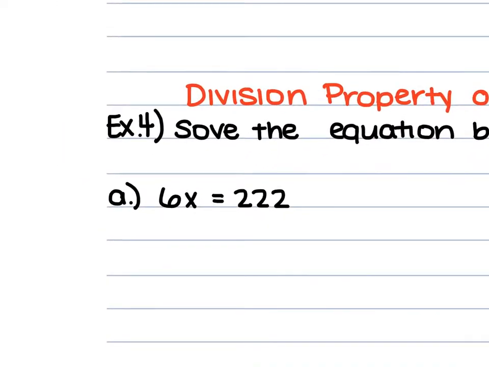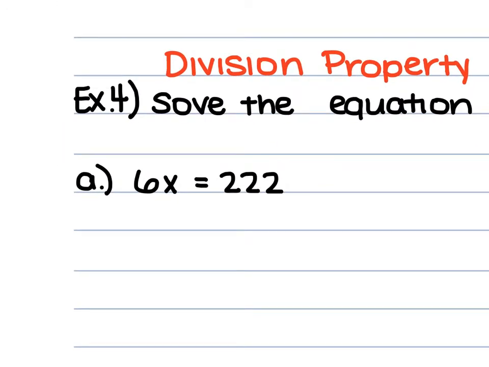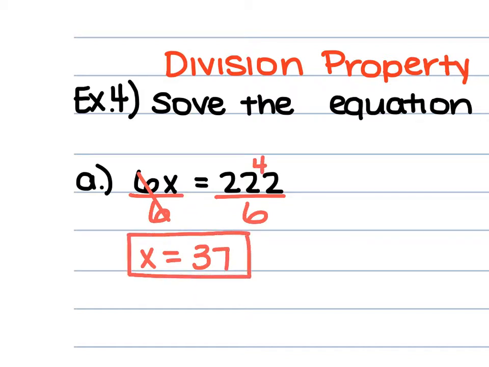If we look at example 4, we're now working with multiplication with whole numbers. So we have something like 6 times x is equal to 222. Well, the opposite of multiplication is division, so we're going to divide each side by 6. And we get that x is equal to, well, 6 goes into 2 0 times. So we got to look at the 22. 6 goes into 22 3 times with 18. We'd have 4 left over. So 6 goes into 42 7 times. So x is equal to 37.